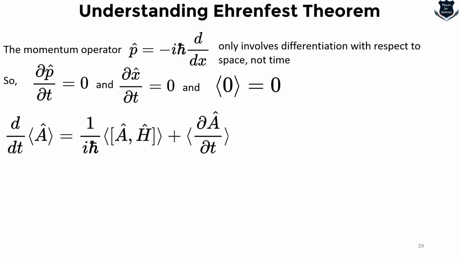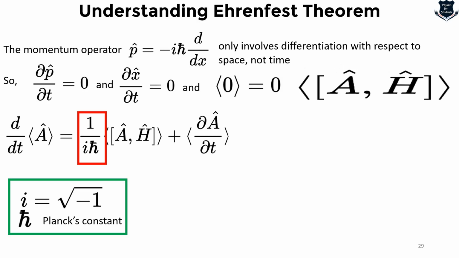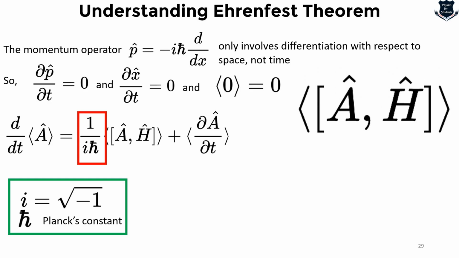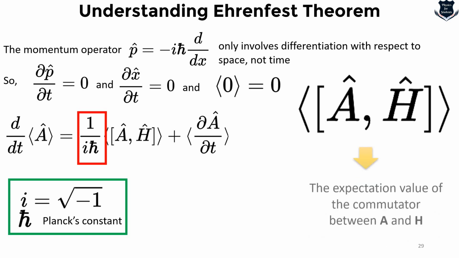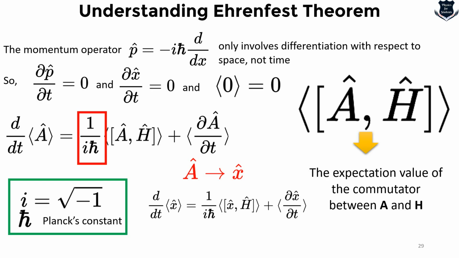So this actually solves a lot of problems, and the only thing we are left with is 1 upon i h bar. As you know, these are constants: i is the square root of -1, which shows that quantum physics deals with complex variables, and h is Planck's constant. So it is just a scaling factor in quantum mechanics. For the sake of this video, let us understand that this is just a constant. So what we are interested in is the expectation value of the commutator between A and H. Now what we will do is substitute A with the position operator, and we see the end result. So it turns out to be here.